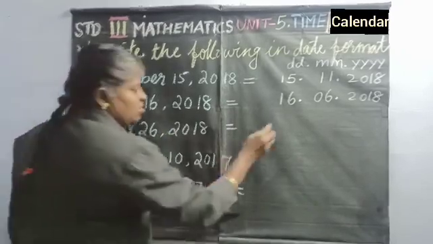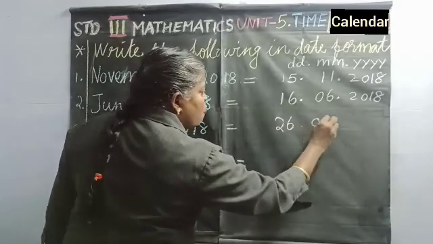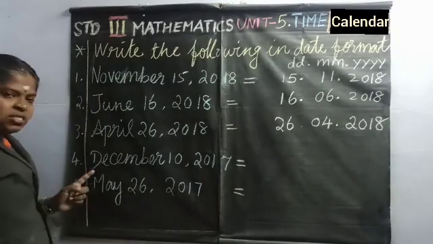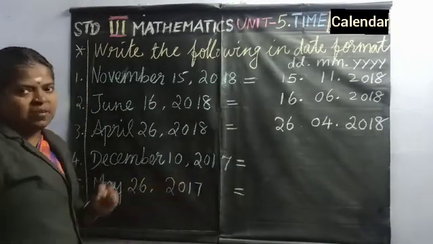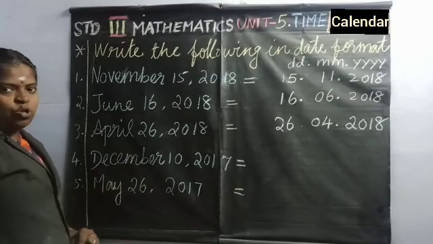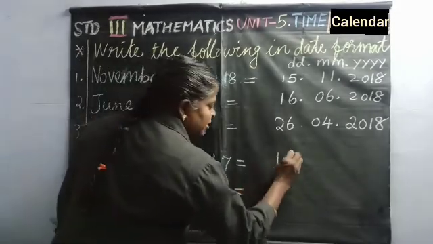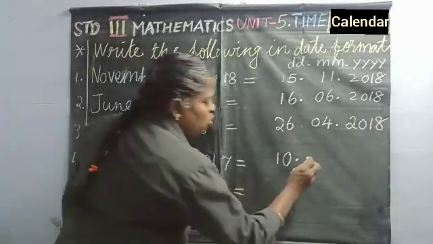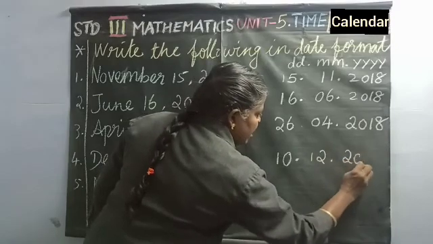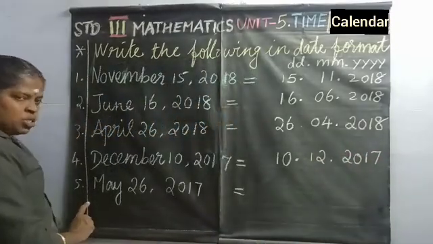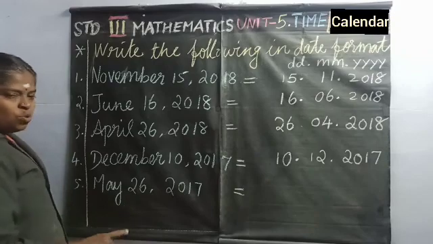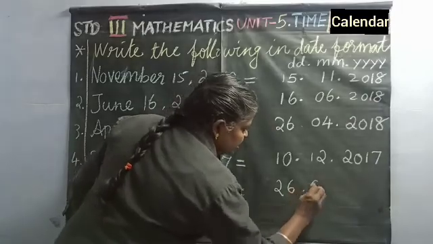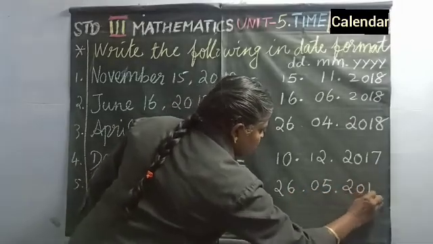Next, April 26th, 2018. First date 26. April is the 4th month. Year 2018. Next, December 10, 2017. So first date. December is the last month. It is the 12th month. So we can write 12, 2017. Last one, May 26th, 2017. Date is 26. May is the 5th month, 2017.